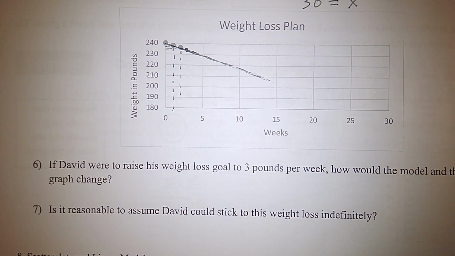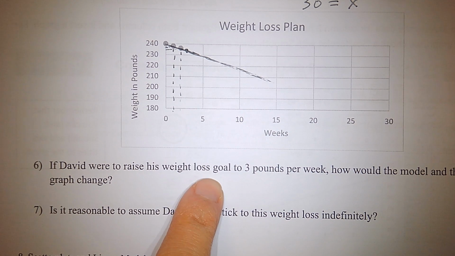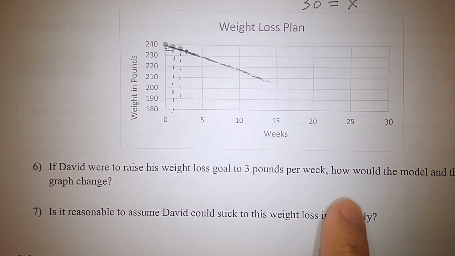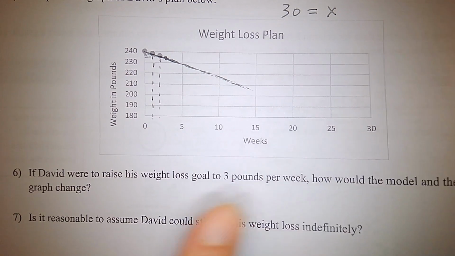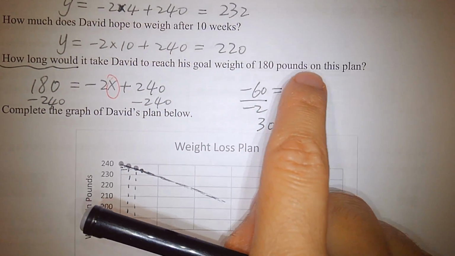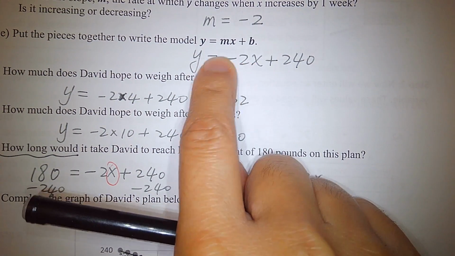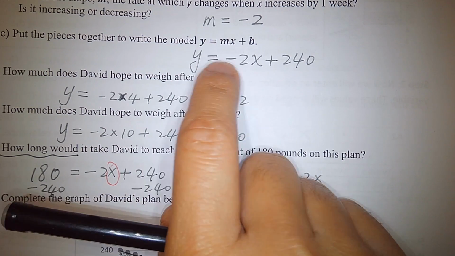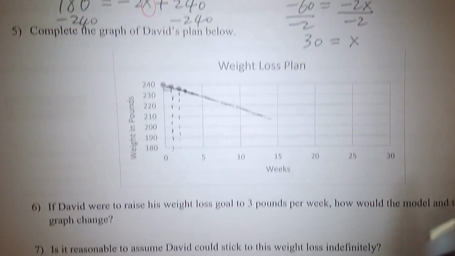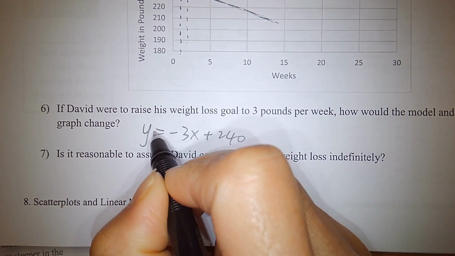Question 6 and 7. If Dave were to raise his weight loss goal to 3 pounds per week, how would the model and the graph change? How would the model change? The line would be steeper. Previously he lost 2 pounds, that's negative 2. Now he wants to lose 3 pounds, so it's going to be y equals negative 3x plus 240.